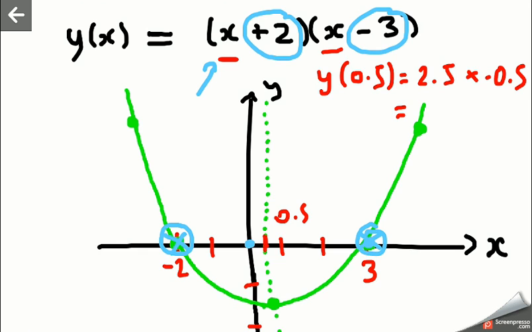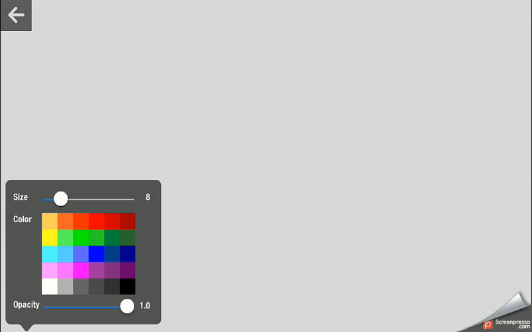What's next? Well, remember before I told you that not every graph can be represented in this form. Not every parabola has that representation. y of x equals k times x plus f times x plus g. Not every parabola has that form. Well, let's take a look at one that won't have that form.